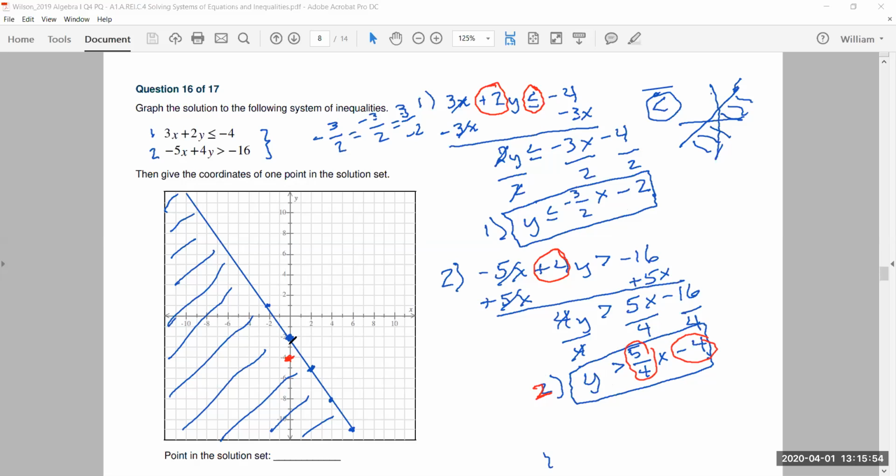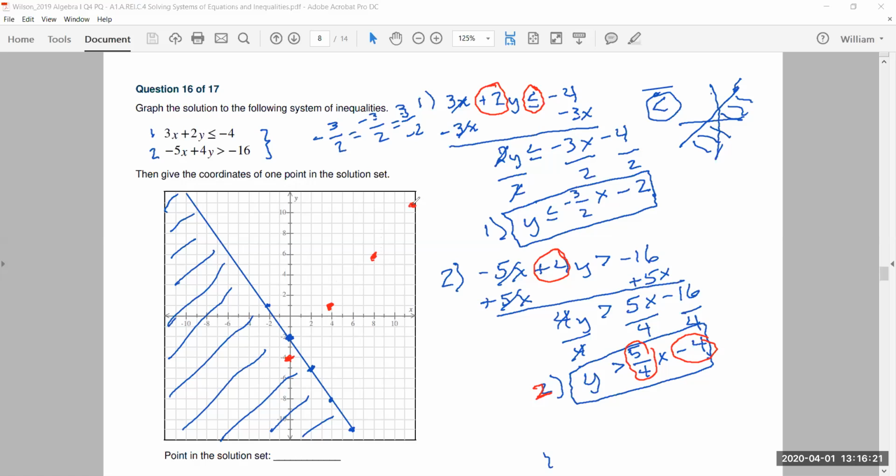So I can go up 1, 2, 3, 4, 5, and over 1, 2, 3, 4. Okay. And I can keep doing that. 1, 2, 3, 4, 5, and over 1, 2, 3, 4, and so on. So let's do it one more time. 1, 2, 3, 4, 5, and over 1, 2, 3, 4.